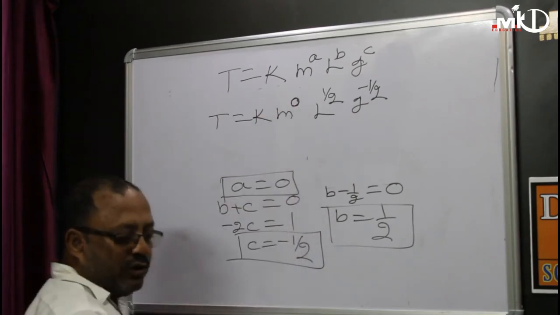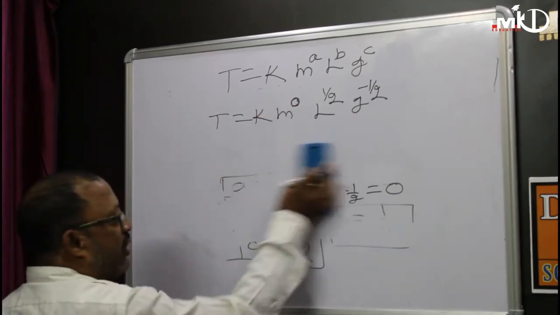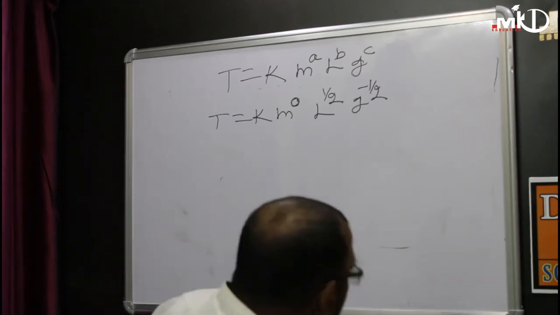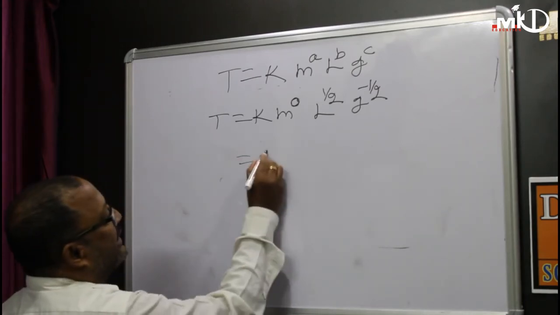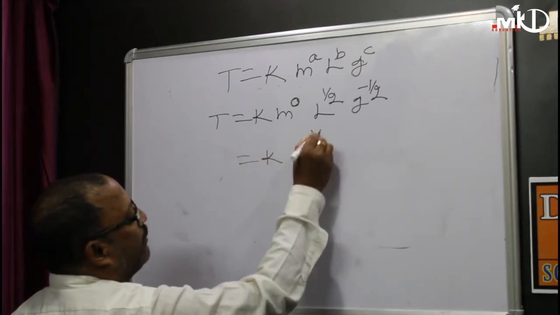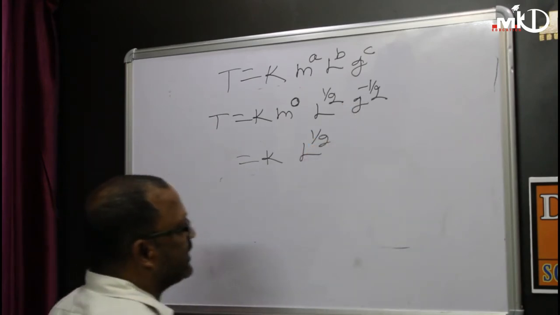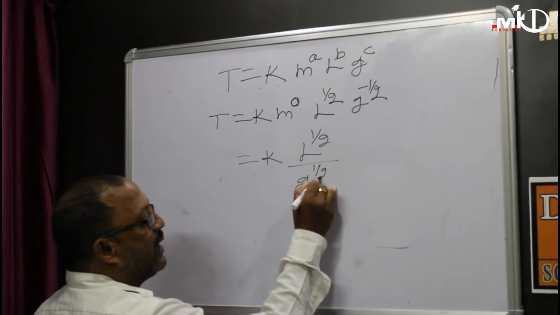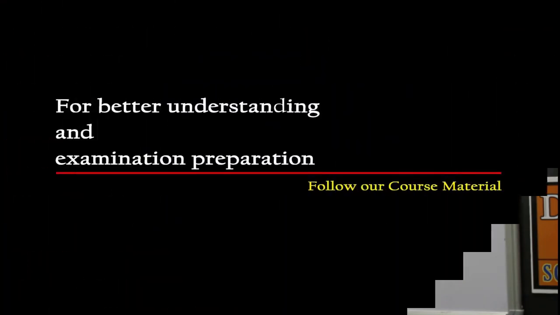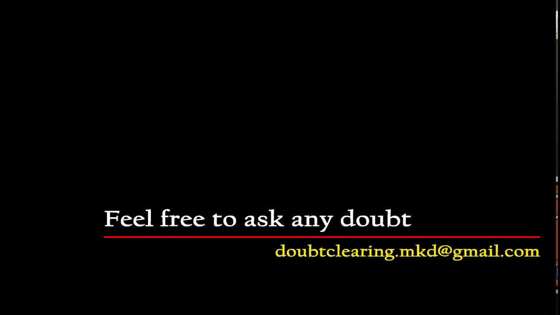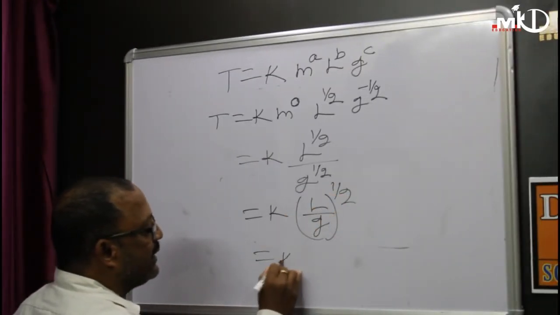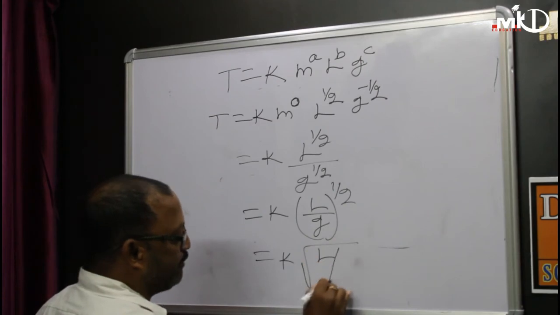Therefore, m to the power 0 is 1. Anything to the power 0, my dear student, you know, is 1. So this expression becomes K L to the power half, g to the power minus half. We convert to a positive index: half means it is the square root of the whole term. Therefore, this is equal to K times L by g to the power half, which is equal to K root over L by g.